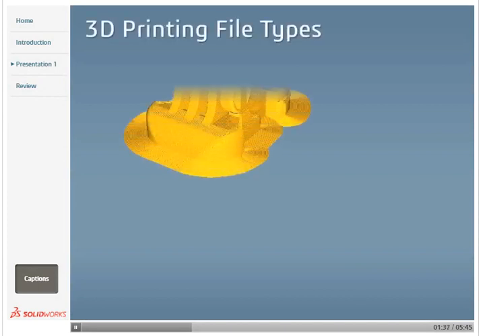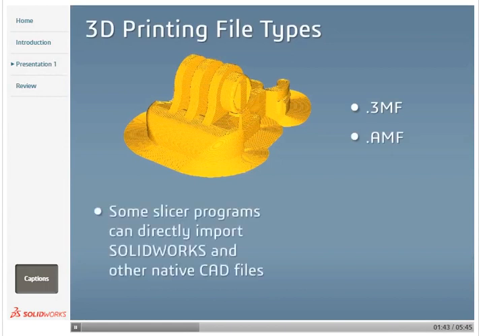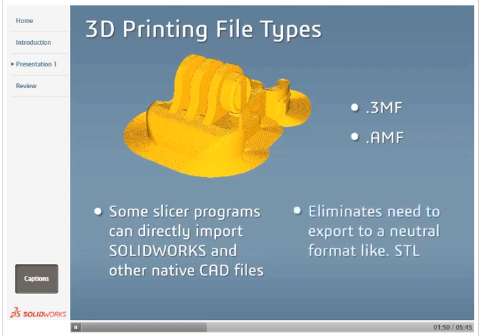Other 3D printing file types that are supported are 3MF files and AMF files. Additionally, some slicer programs include the ability to directly import SOLIDWORKS and other native CAD files. This eliminates the need to export them to a neutral format like an STL file.